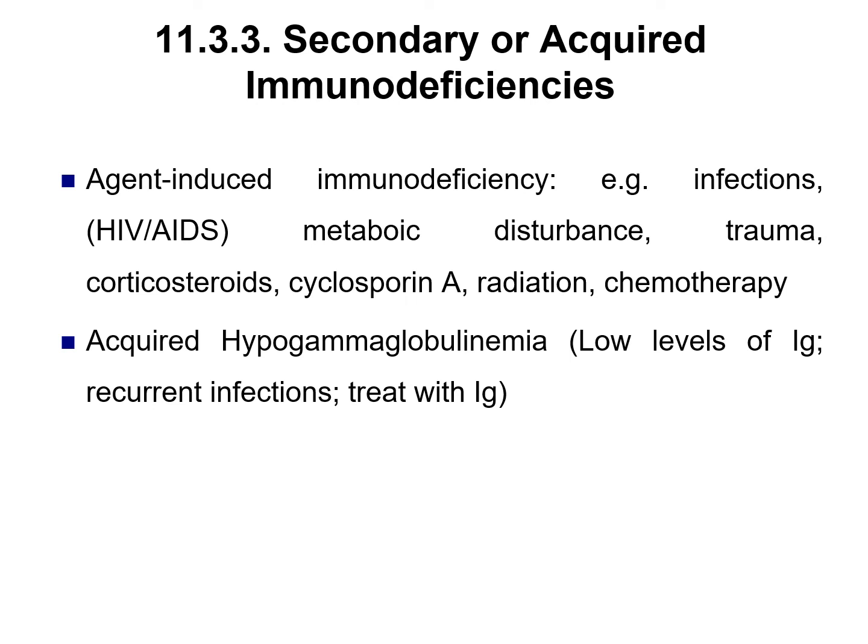And also there is what we call acquired hypogammaglobulinemia. You can see more or less hypo, low, gamma globulin. So that is the antibodies. The antibodies in the body are very low, immunoglobulins. Okay, so there may be recurrent infections, and of course the treatment here is to supply the necessary immunoglobulins.